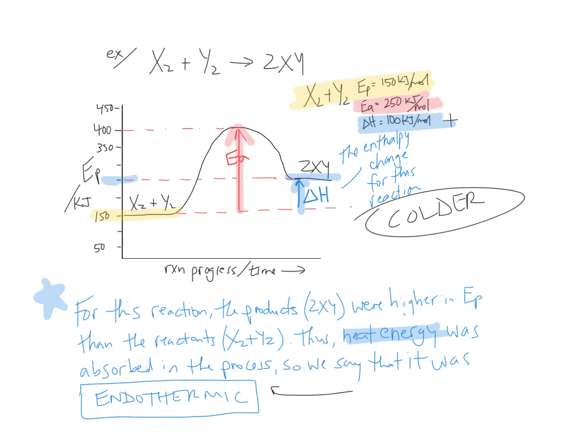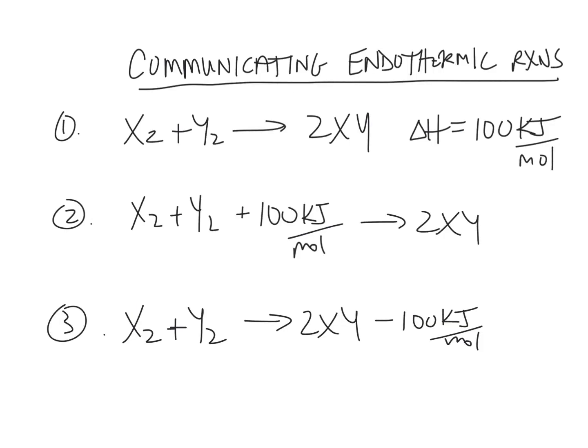Okay, so if the bond energy is higher at the end with the products and they're higher in potential energy than the reactants, it's an endothermic reaction, and we have a positive delta H. So with regards to that last example, there are three main ways we can communicate how the heat energy changed or how the enthalpy changed for endothermic reactions. And so you have these three methodologies here.